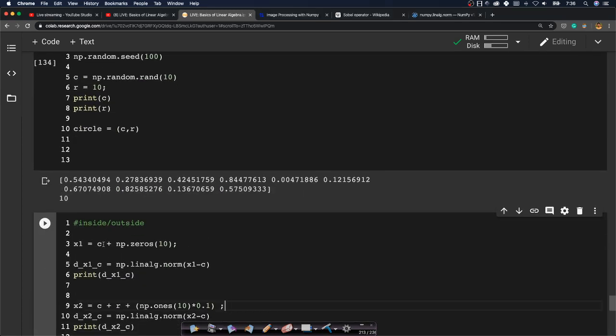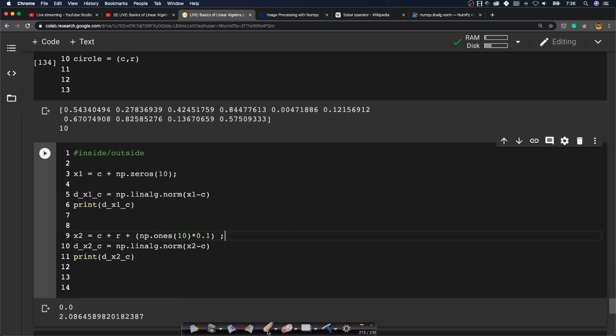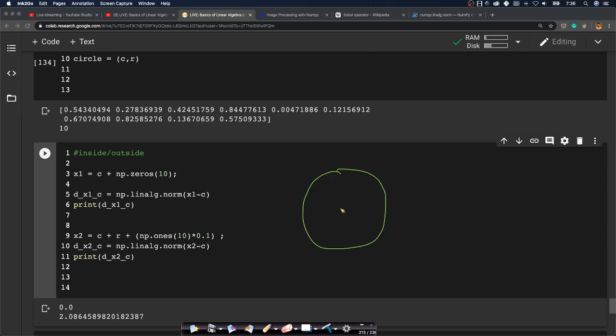So imagine I have a point like this. I'm creating a point x1. What am I saying? It is center plus zeros, which means x1 is the same as the center. Now, how do I compute the distance? Suppose this is my circle, this is my point C, this is my point x1. The distance is nothing but x1 minus c. If you do x1 minus c, you get this. And if you take the norm 2 of x1 minus c, you get the distance between these. Just simple vector algebra.